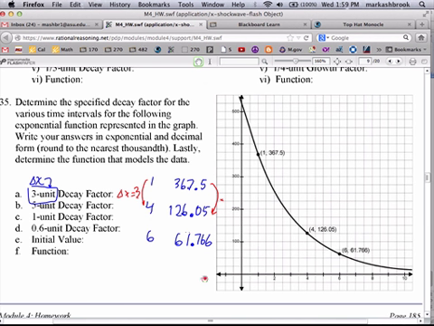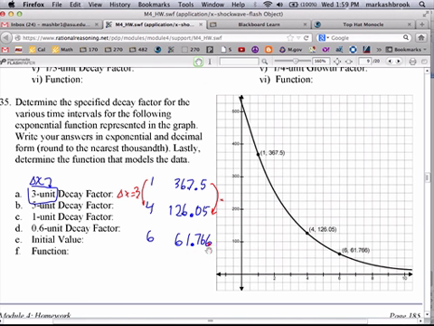Okay, what about the 5-unit decay factor? Is it convenient? Can we get that easily? From 1 to 6. 5 units would refer to the input going from 1 to 6, or advancing any 5 units anywhere. So we could take the 61.766 and divide by 367.5, and that would be the multiplier that would take us from 367.5 to 61.76. In other words, advance us 5 units of input. You see? So let's do that.